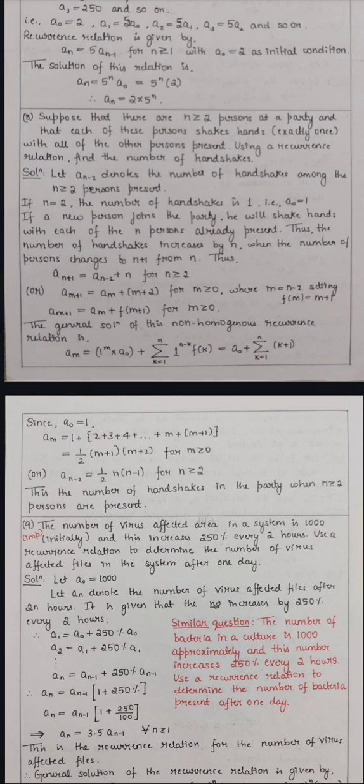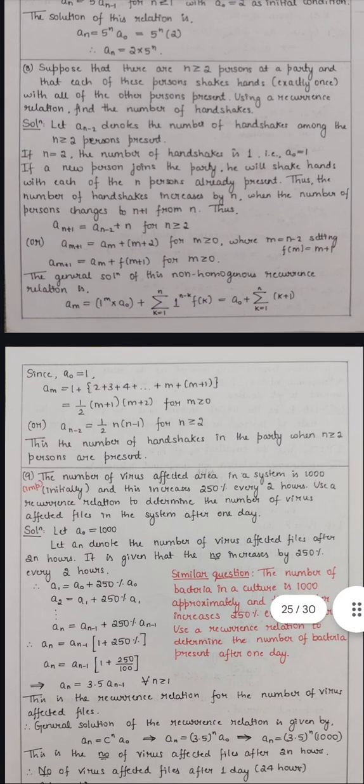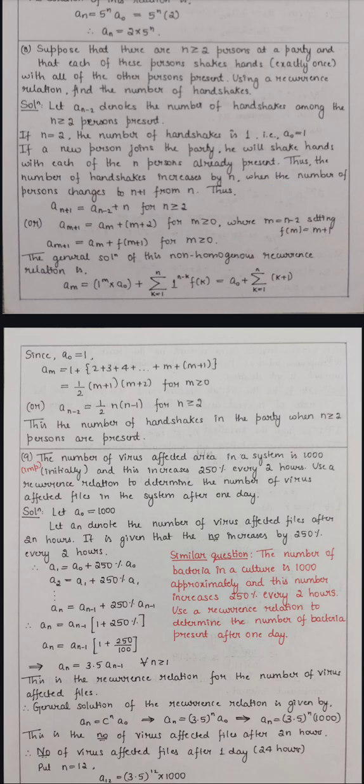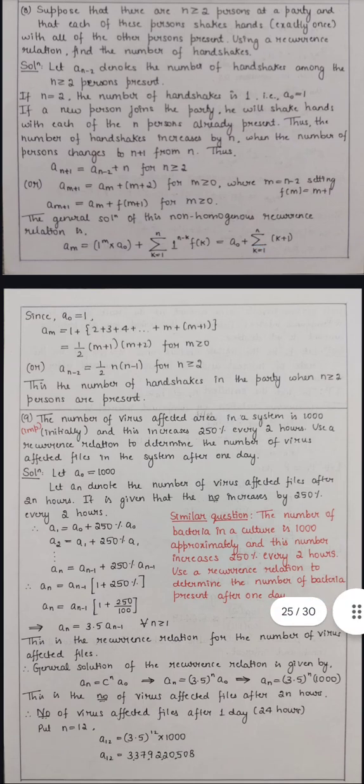Let a_{n-2} denote the number of handshakes among n ≥ 2 persons present. If n = 2, then the number of handshakes is 1, that is a0 = 1. Then if a new person joins the party, he will shake hands with each of the n persons already present. Thus the number of handshakes increases by n when the number of persons changes from n to n + 1.